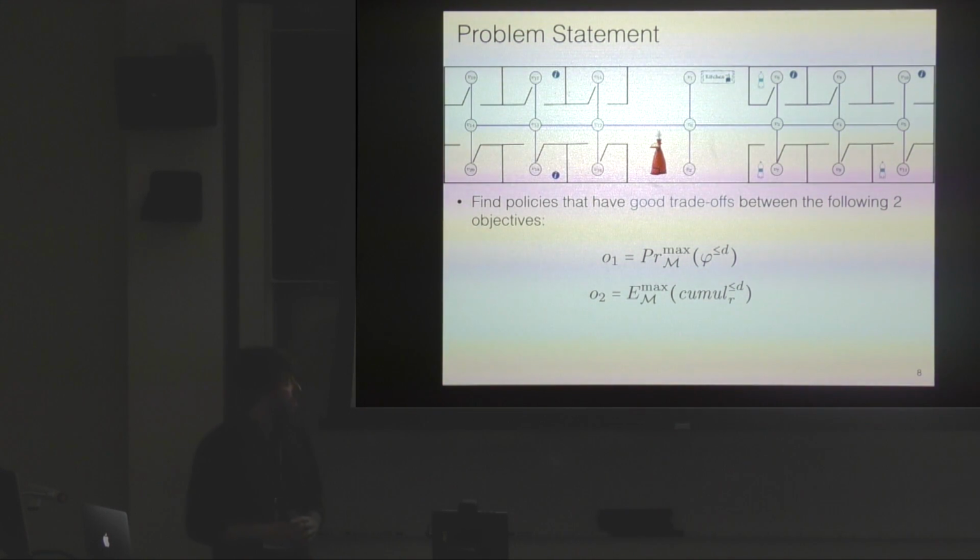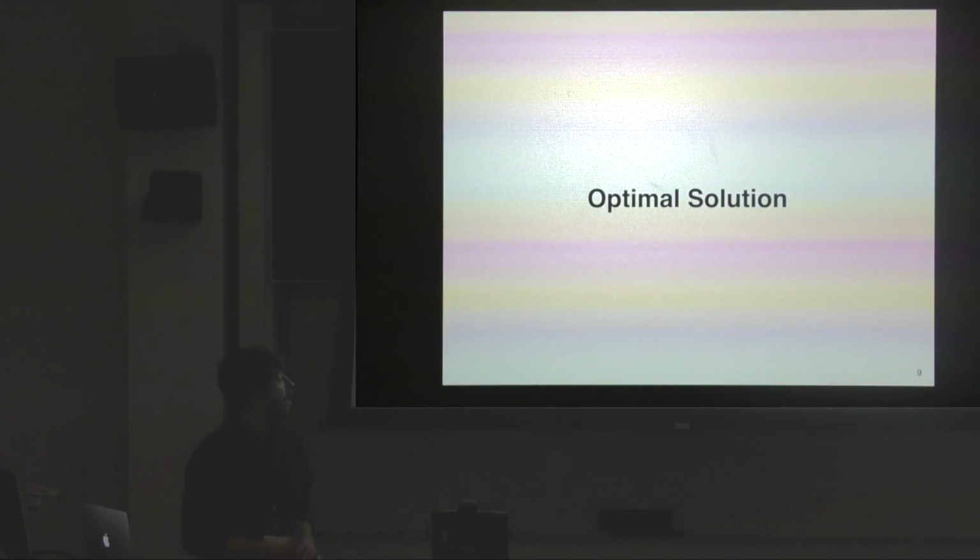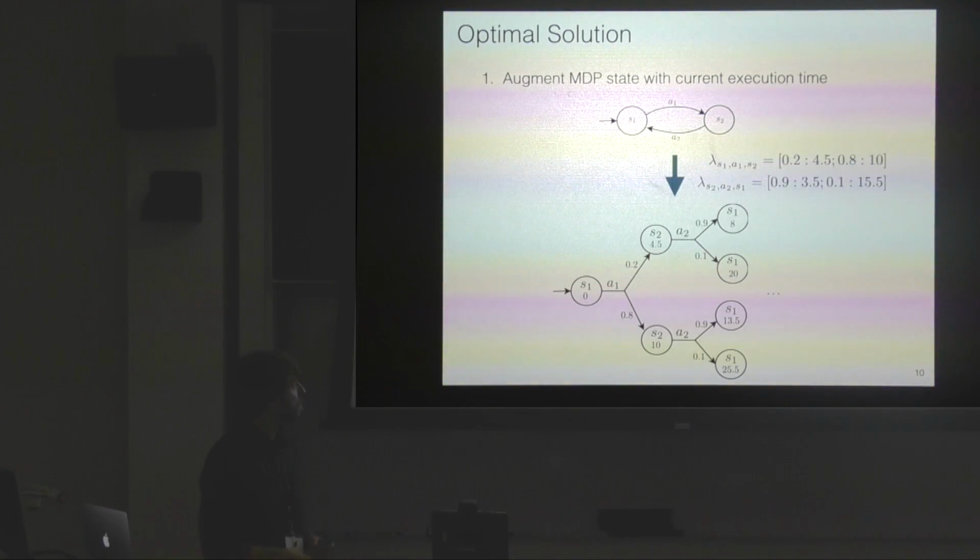So formalizing the problem statement, we basically have two objectives. First of all, we want to maximize the probability of achieving our co-safe task phi within the deadline. Second of all, we want to maximize the expected cumulative soft goal reward within that same deadline. Of course, we're giving priority to the first, but we want to manage trade-offs between the two. First, let me show you what an optimal solution for this would look like. It's pretty straightforward, even though it's also pretty brute force.